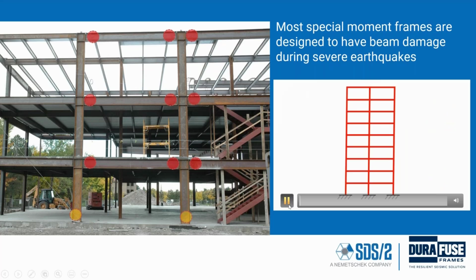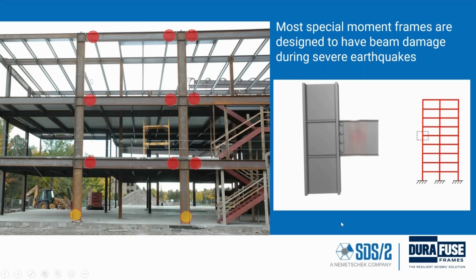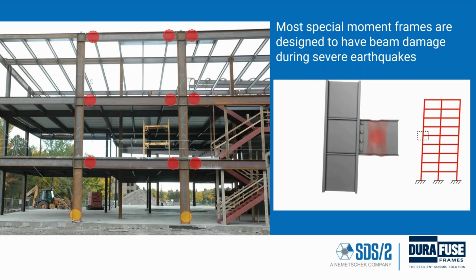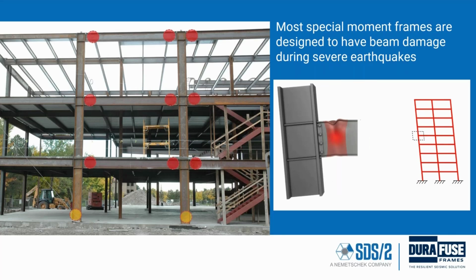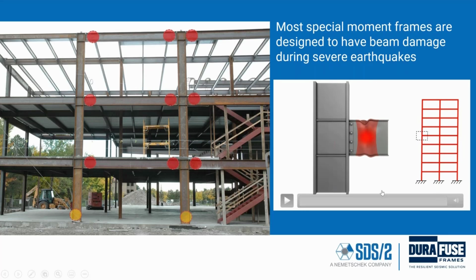This little video clip I'm going to run here is showing a building that's going back and forth under a severe earthquake. And in high seismic areas, engineers use special moment frames that are designed to yield and dissipate energy as the frame is swaying back and forth. And the typical place for that yielding to occur is in the beams of the special moment frame.